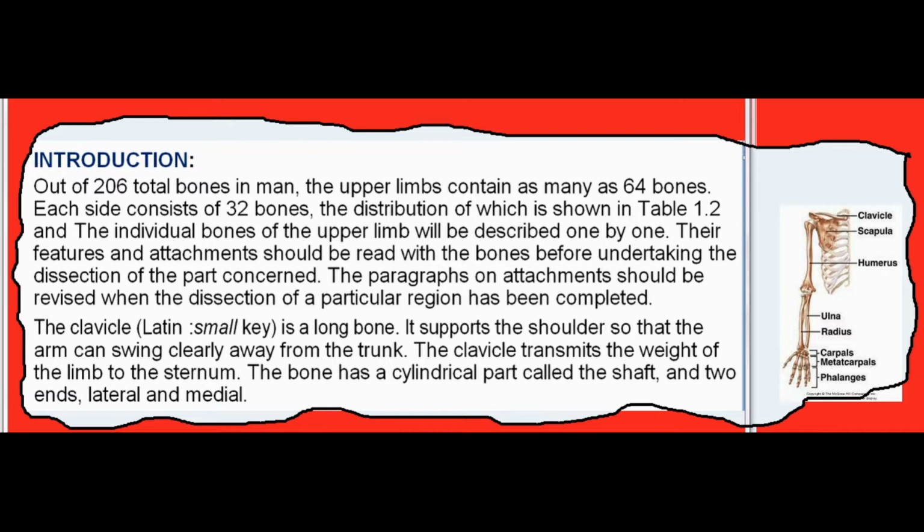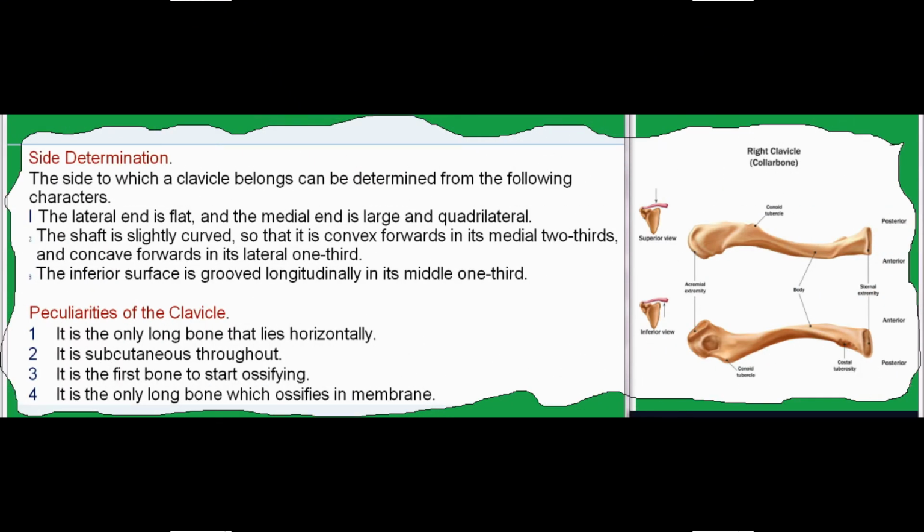The clavicle, Latin small key, is a long bone. It supports the shoulder so that the arm can swing clearly away from the trunk. The clavicle transmits the weight of the limb to the sternum. The bone has a cylindrical part called the shaft, and two ends, lateral and medial. Side determination. The side to which a clavicle belongs can be determined from the following characters.